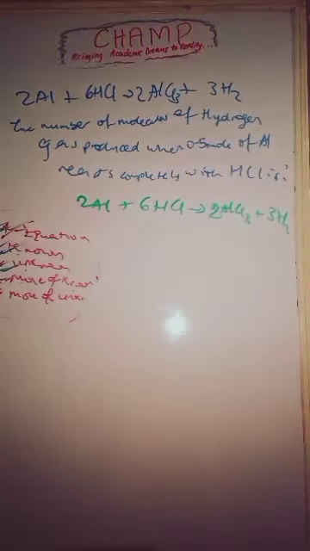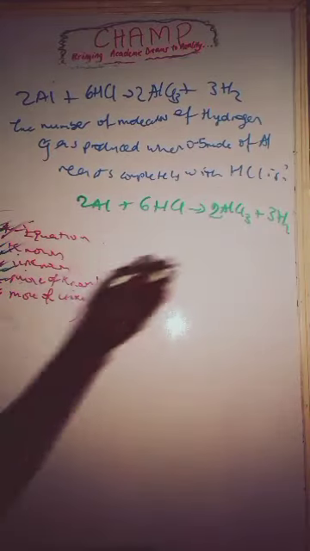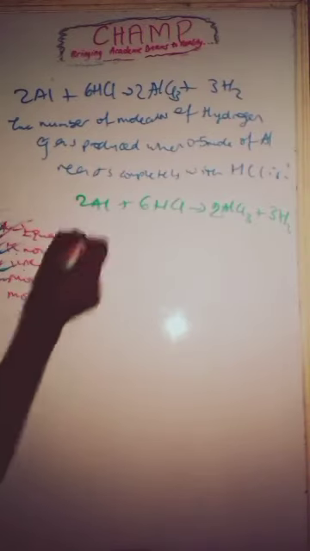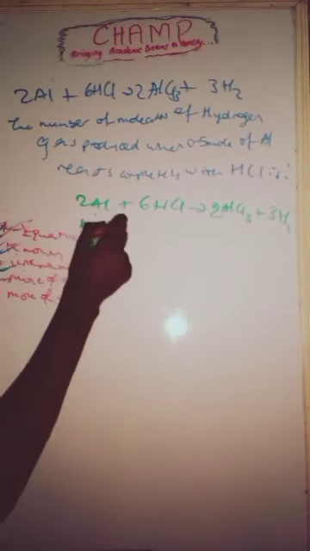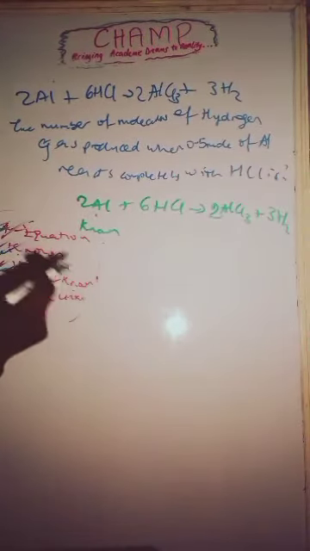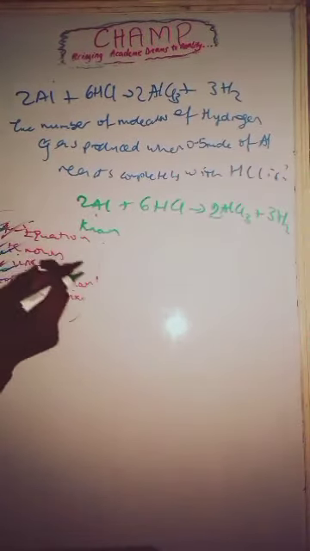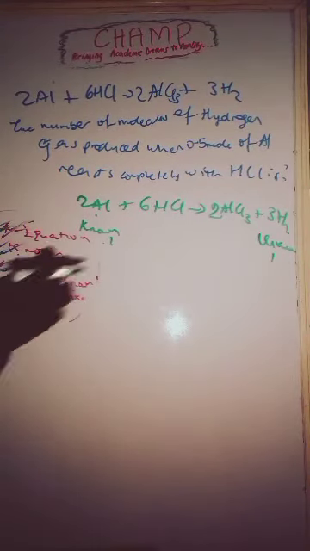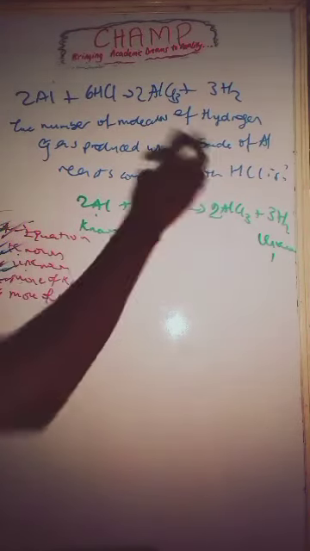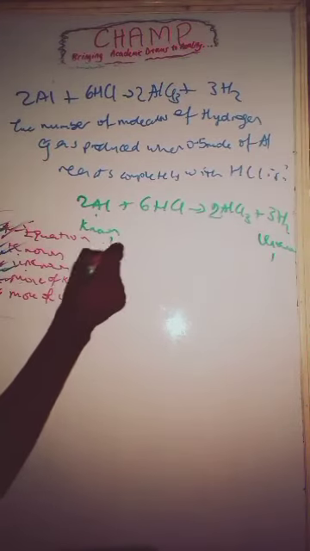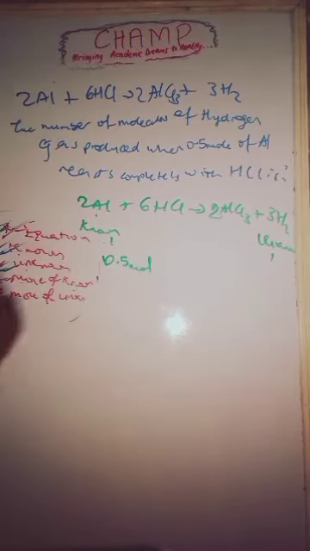Right? So what's your known? Your known is what? They said 0.5 mole of aluminium. So this is your known. What's your unknown? The number of molecules of hydrogen gas. This is your unknown. So you are dealing with just these two. Yes, what's the mole of your known? They've given you already, so you don't need to stress yourself. So this is 0.5 mole.